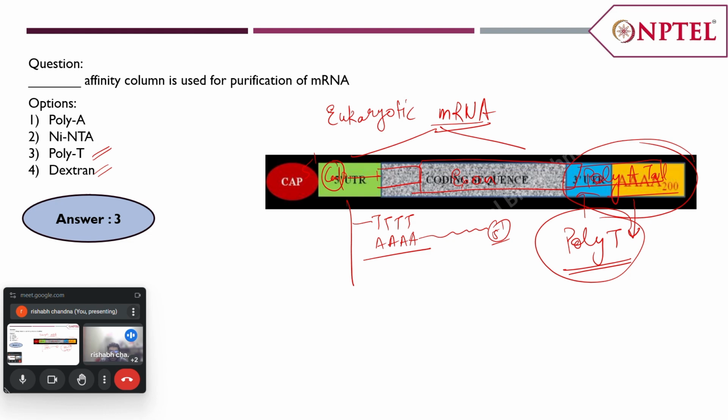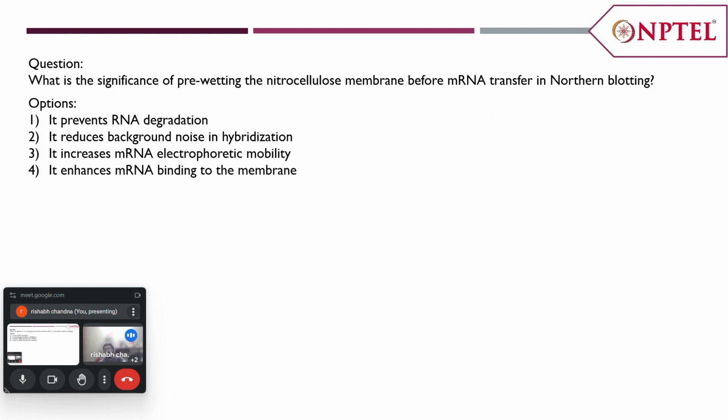So, yes, this was the original sequence of the mRNA that I'll explain. Okay. So, what is the significance of pre-wetting the nitrocellulose membrane before mRNA transfer in the northern blotting? What can be the correct answer?